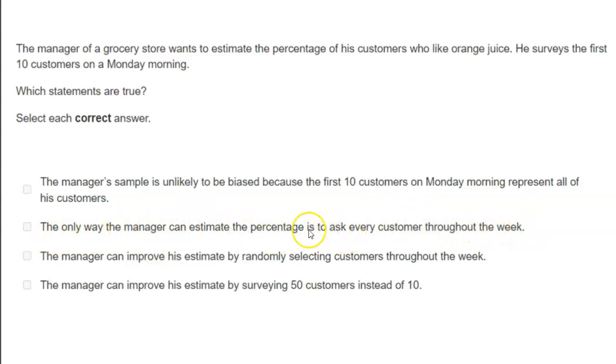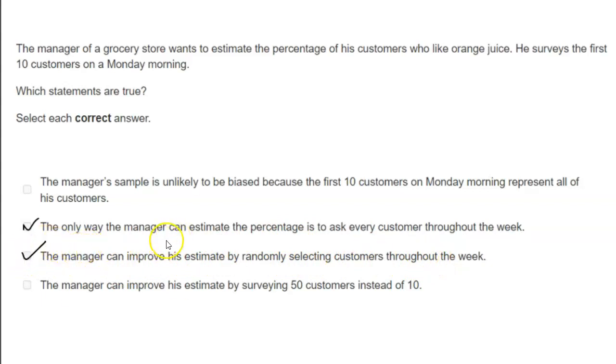The only way the manager can estimate the percentage is to ask every customer throughout the week. This is a good representation. We're not narrowing the time, we're not narrowing the number of people, we're not narrowing the day of the week. This is actually a pretty good way to gather the percentage of customers who like orange juice. The manager can improve his estimate by randomly selecting customers throughout the week.